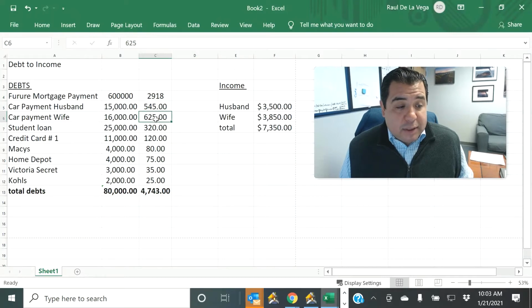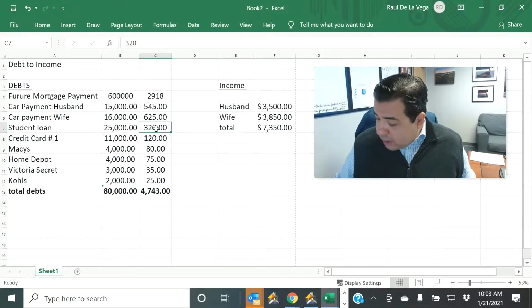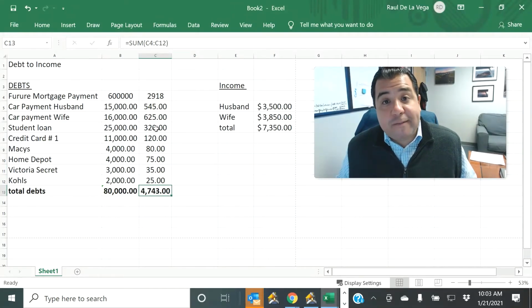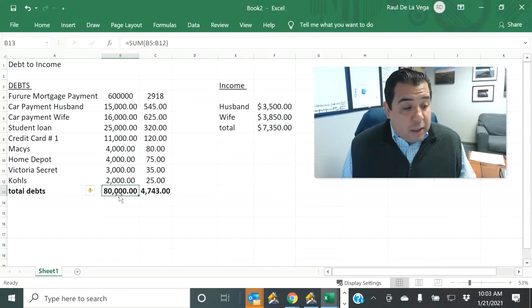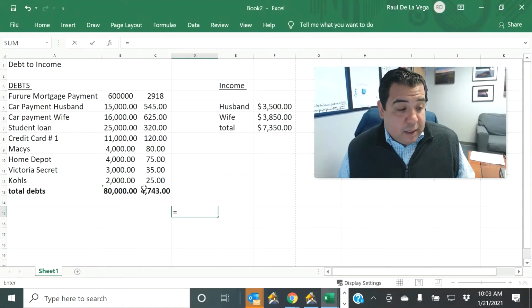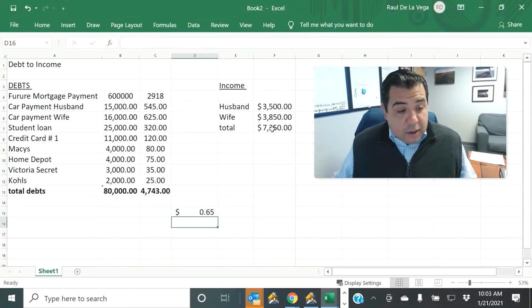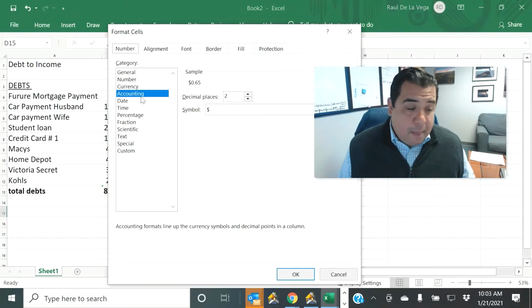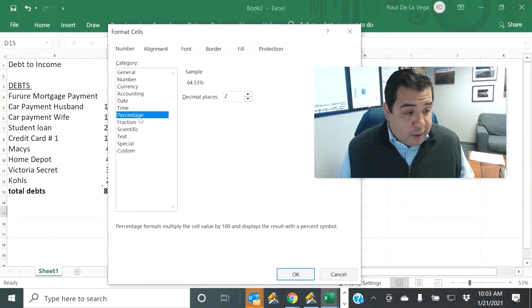All the 29 plus the 545, 625, 320, 120, 80, 75, 35, and 20. It adds up to this 4,743. Now, when you take that into consideration, to calculate the debt to income ratio, it equals the division between the two. So it would be 4,743 divided by the total income. Right here, the debt to income ratio would be 65%. That's way too high, right? On a VA loan, you want to be under 55% normally.